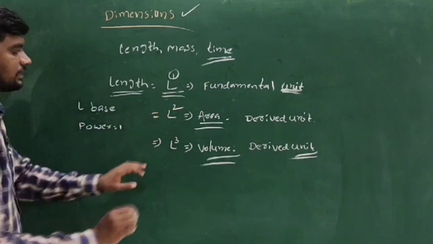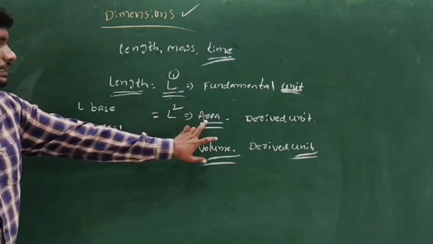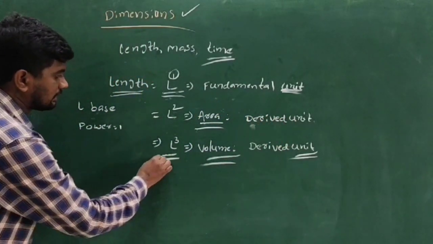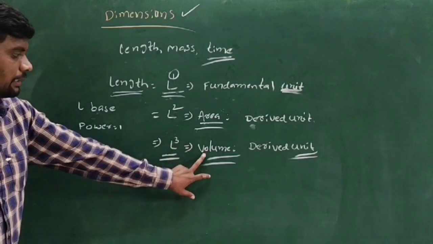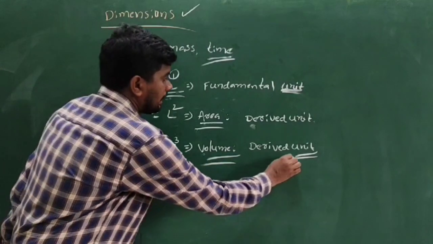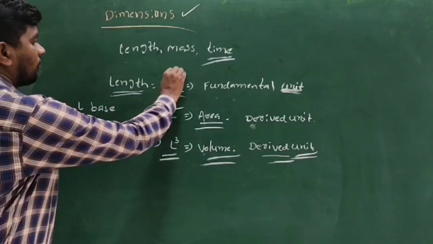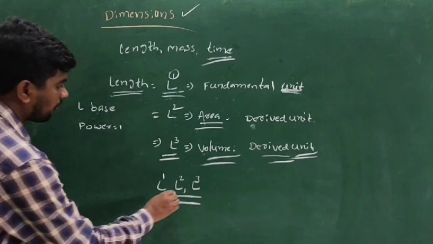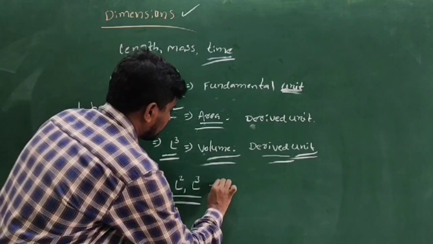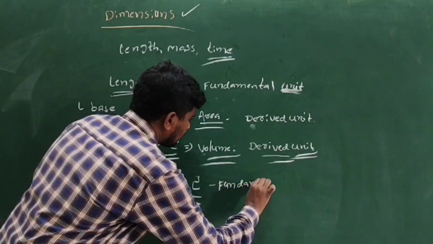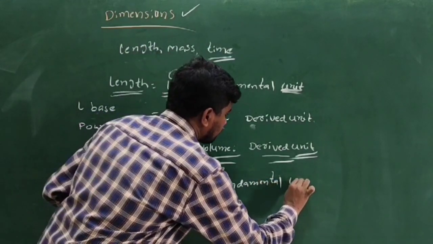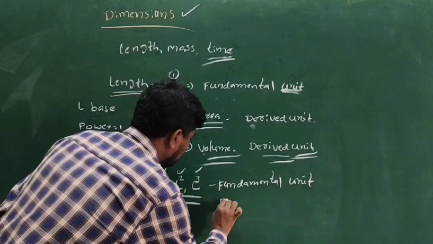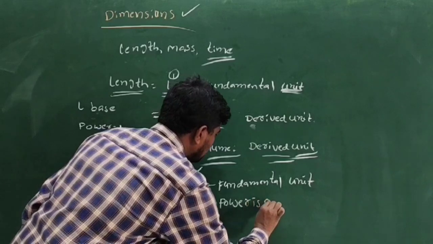Second, when the power is raised, it is L square. It represents area, a derived unit. Next, the power is raised to L cube, which represents volume. It is a derived unit. L to the power of 1, L square, L cube. L is the fundamental unit, and the power is raised. Raised means increased.